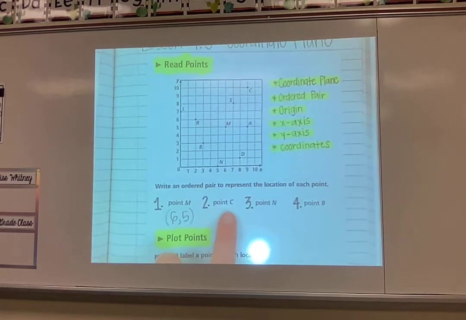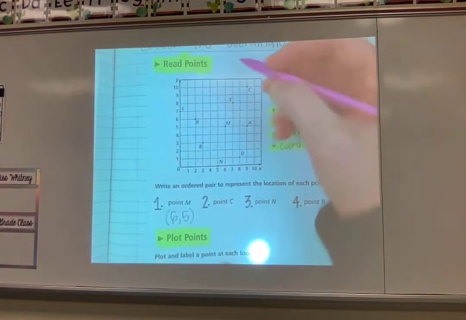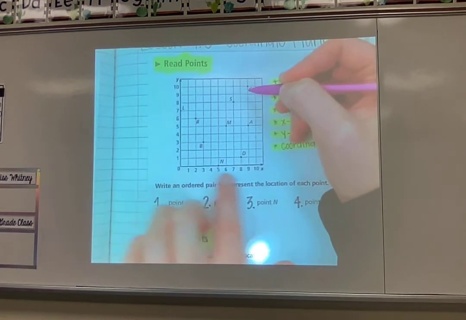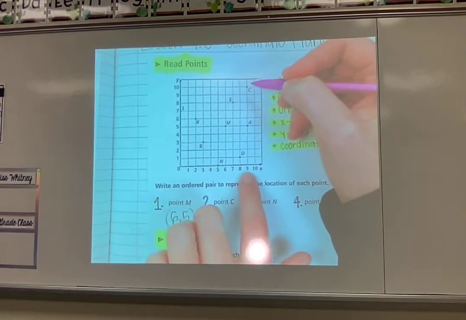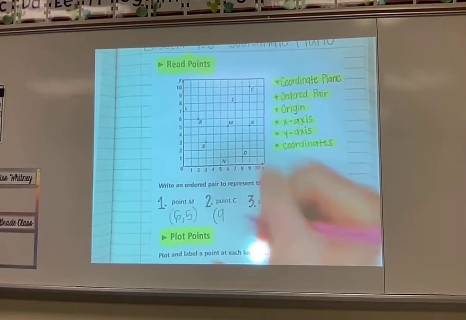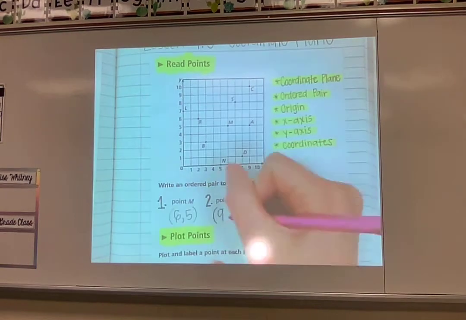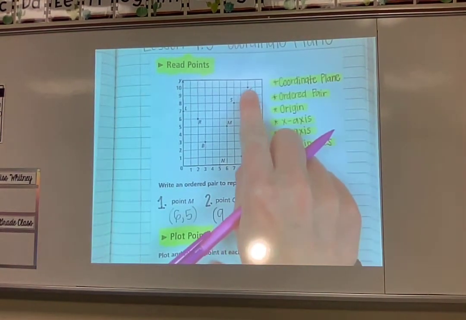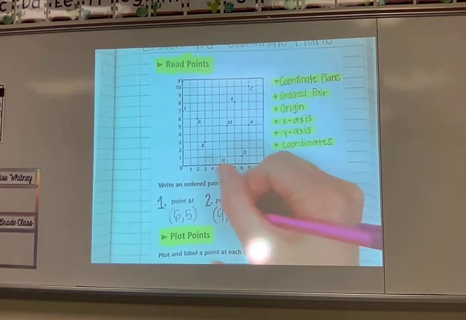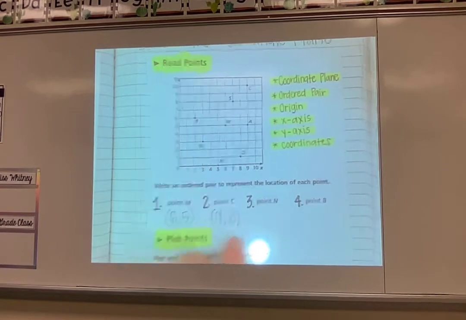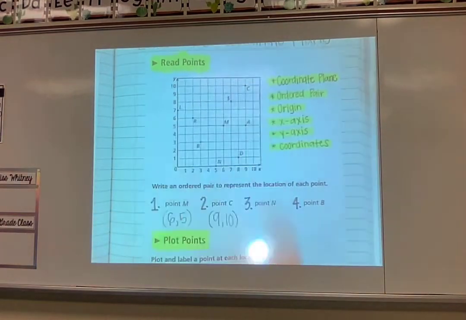Let's try again with point C. Finding point C, I first need my x coordinate. I'm going to go along the x and look for the number. It would be 9, so I put a 9. I'm going to put my parentheses because I know I need them for an ordered pair, then a comma. And then I need my y coordinate. Still on point C, my y coordinate is 10. So point C is at (9, 10). I would go across 9 and up 10, and that's how I would get there.